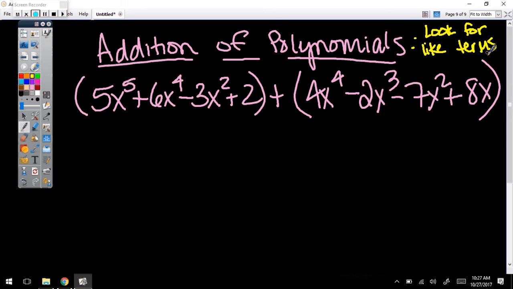The only thing you're going to do with this is addition. Addition is commutative, like multiplication. In other words, you can add in any order. So all you have to do is look for the ones that are like terms.